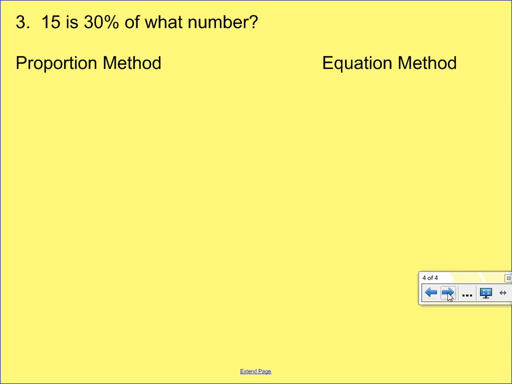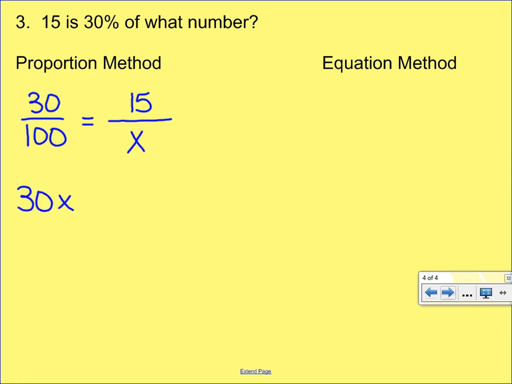All right, our last example, 15 is 30% of what number? For the proportion method, 30% means that 30 is going to go over 100. And then we're trying to figure out 15 is the part of what whole? The whole is what we're missing here, so the x is going to go on the bottom. Cross multiply, we get 30x equals 1500. Divide both sides by 30, and x is 50.